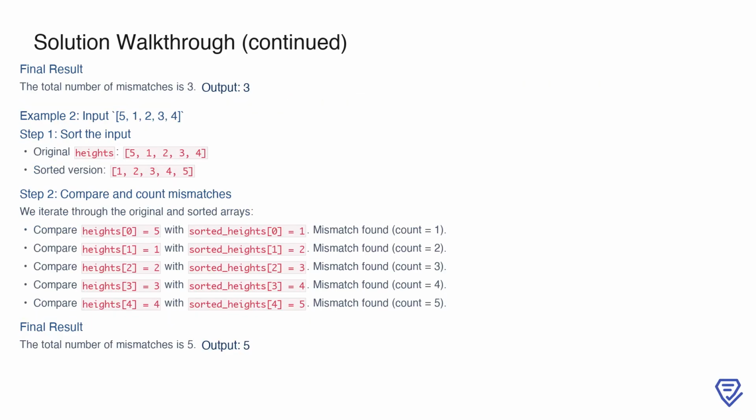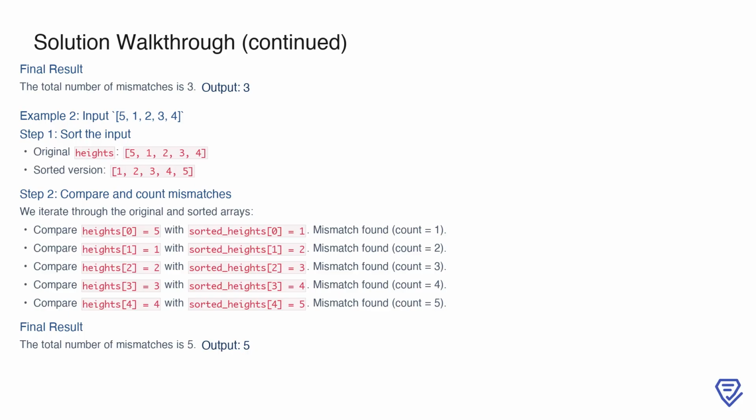For the next example, the input heights are 5, 1, 2, 3, 4. Again, we start by sorting the list, which results in 1, 2, 3, 4, 5. Now, we compare each element between the original and sorted lists. The first value, 5, does not match 1, so we increment the mismatch count to 1. For the second value, 1 does not match 2, so the count becomes 2.